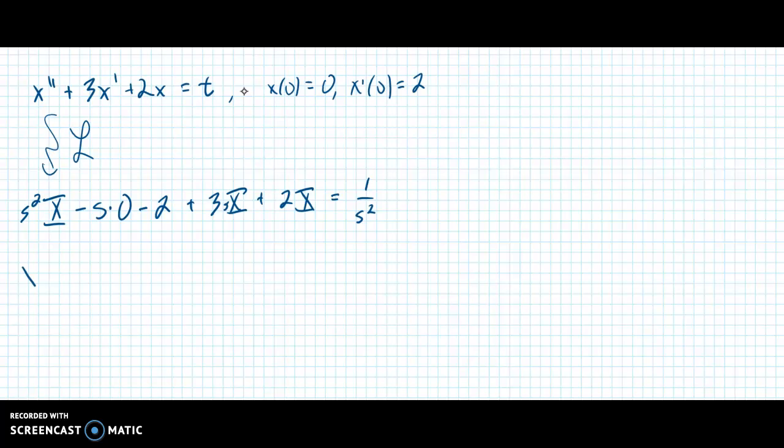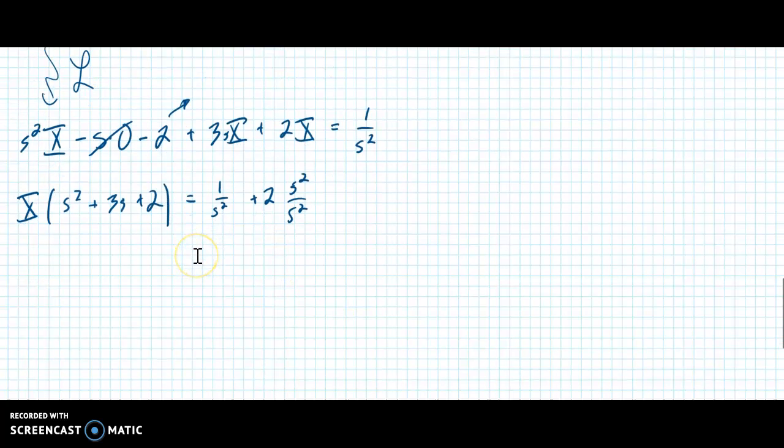So from here, big X, factor it. That guy's gone. Times s squared plus 3s plus 2 equals 1 over s squared, and then I've got to move this guy over to the other side. So I have a plus 2. The plus 2 needs to get multiplied by s squared over s squared, so I can jam it into this fraction right here.